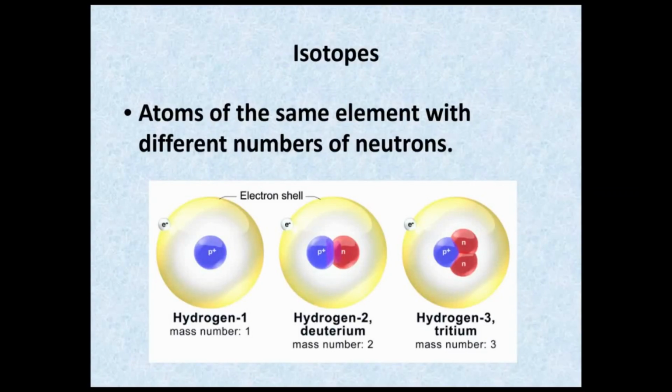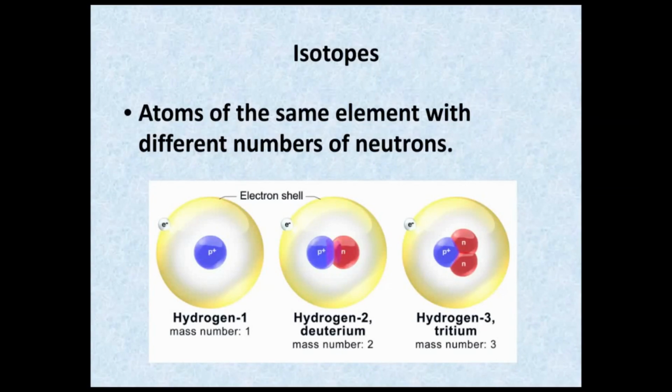Isotopes are atoms that have the same number of protons but different numbers of neutrons. Now remember that neutrons don't have a charge and they're neutral, so the only way that they're really going to affect an atom is by increasing the mass.